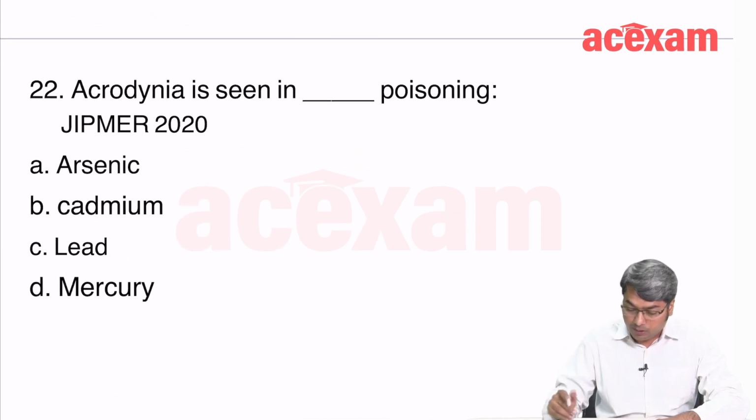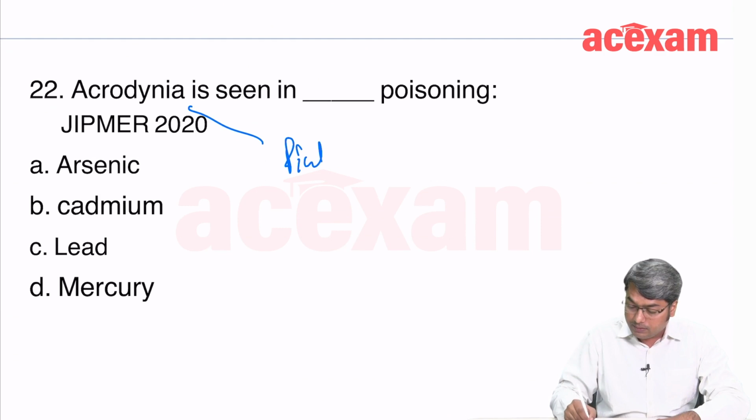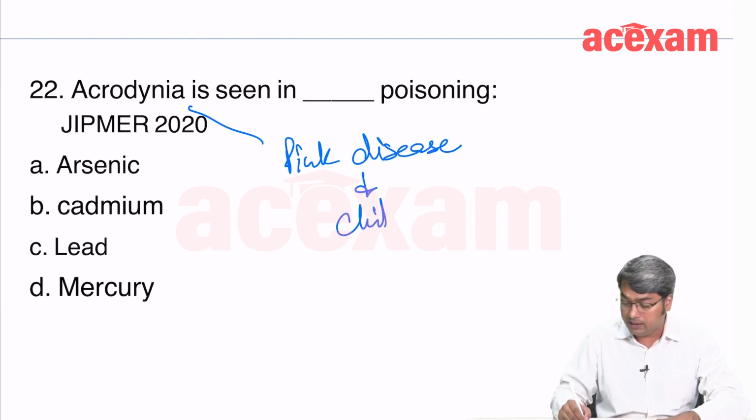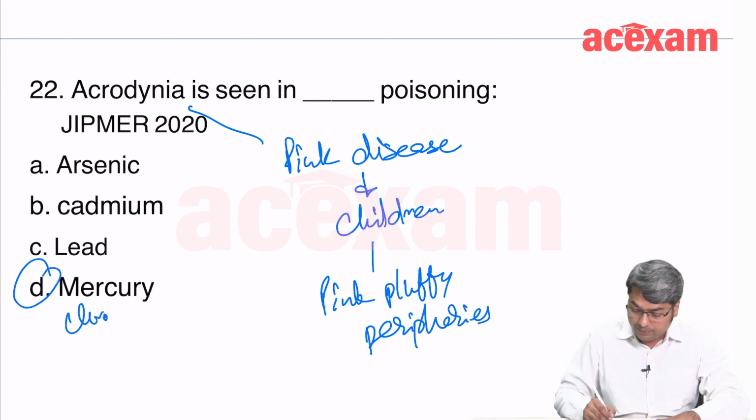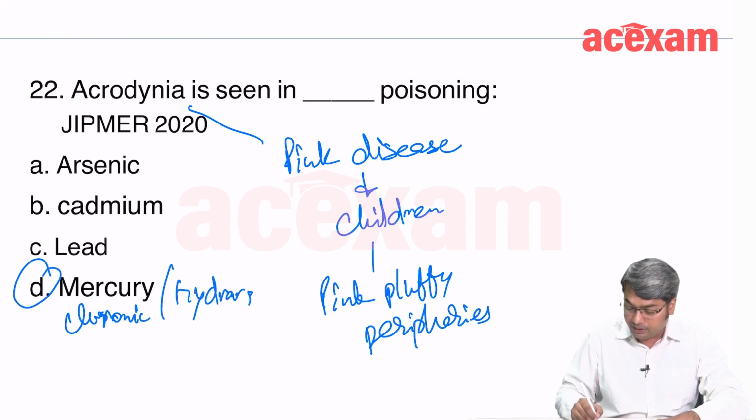Okay. Acrodynia or pink disease usually occurs in children, and there are pink fluffy peripheries. And this is associated with chronic mercury poisoning, also known as hydrargyrism.